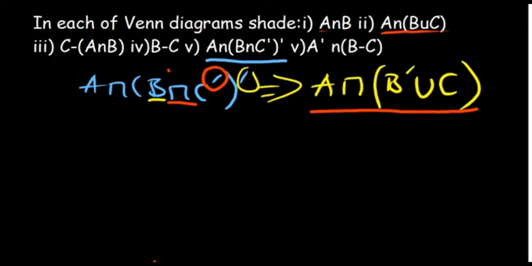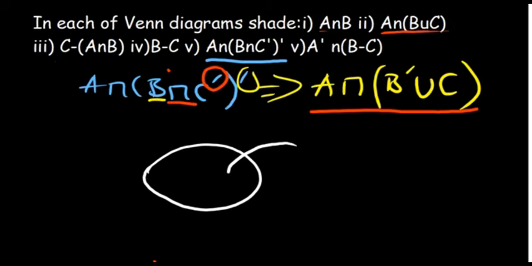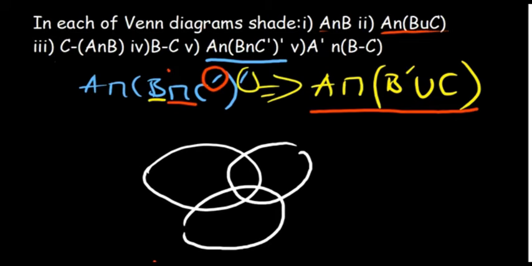So let's try to shade that. Looking at the sets that we have, we have our A, we have our B, we also have our C there. So you want to shade the intersection of A with B complement union C. The approach we're trying to use is to first shade what's in the brackets. Let's shade B complement combined with C. So B complement, we're interested in the region outside what? We're interested in the region outside B.